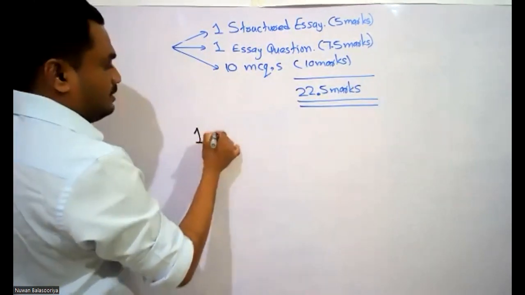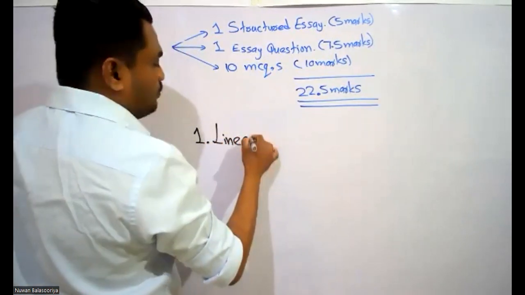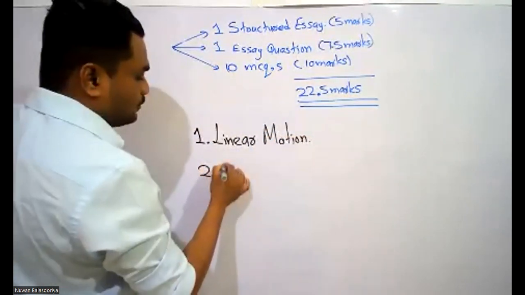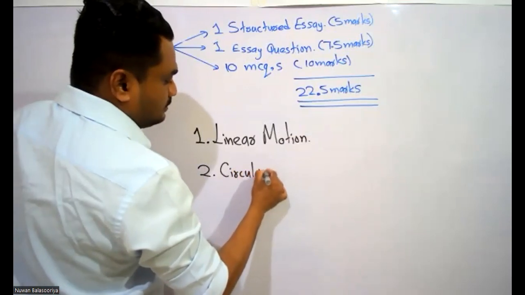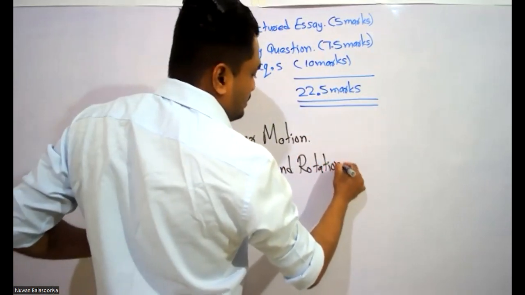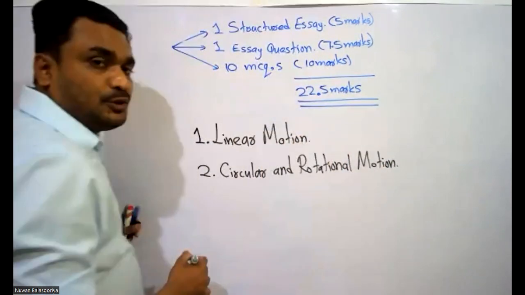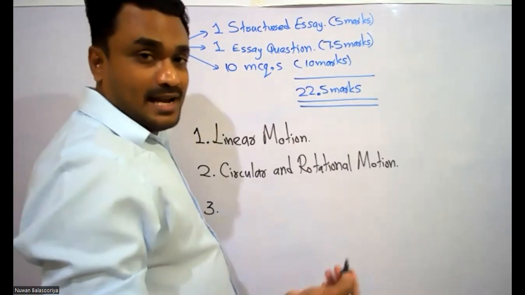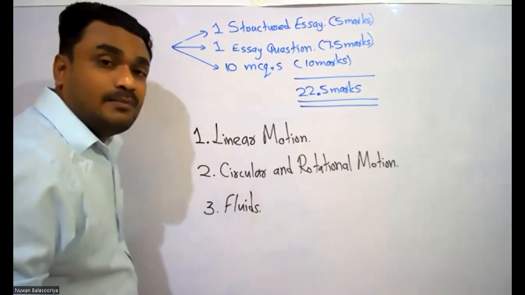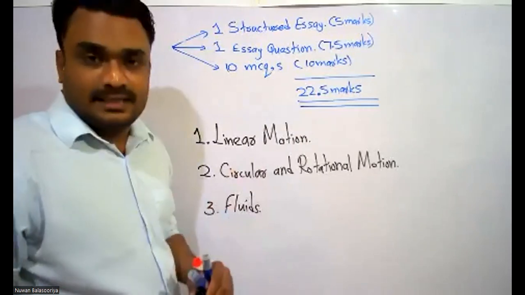Number 1, linear motion, sometimes known as kinematics. Number 2, circular and rotational motion. Number 3, fluid statics and fluid dynamics. Simply let me write fluids. In the fluids lesson, you learn Pascal's theorem, Archimedes' theorem, Bernoulli's theorem, the Pitot tube, like that. Those are the things that you learn in the fluids lesson, right?